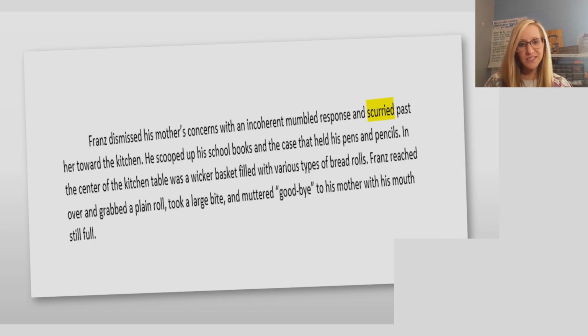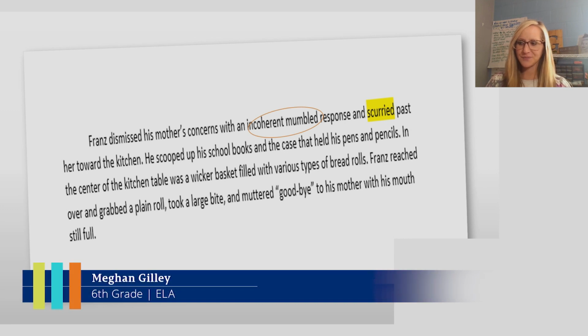Franz dismissed his mother's concerns with an incoherent, mumbled response. I wonder what he said to his mother. I know incoherent means not understandable. It was probably not understandable because he was mumbling, so it might have been something not very nice.